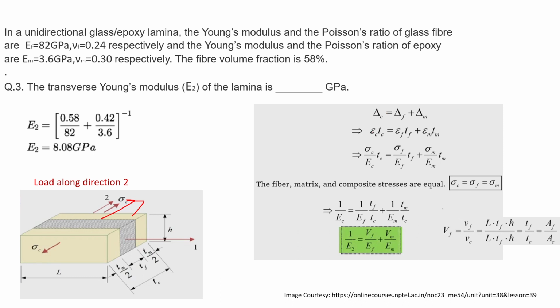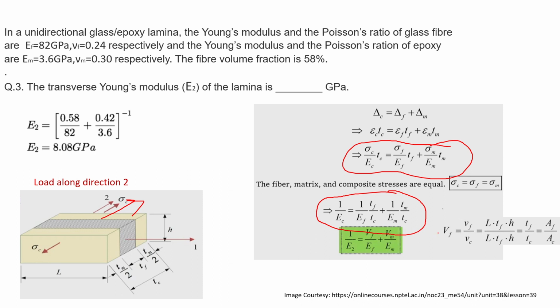When we equate it with respect to strain, the strain is also equal to stress divided by the modulus. When we put those things in this equation, considering that the stresses are equal, we get the final equation for the transverse Young's modulus. Here you can see there is a ratio of the thickness of the fiber with respect to the composite and of the matrix with respect to the composite.